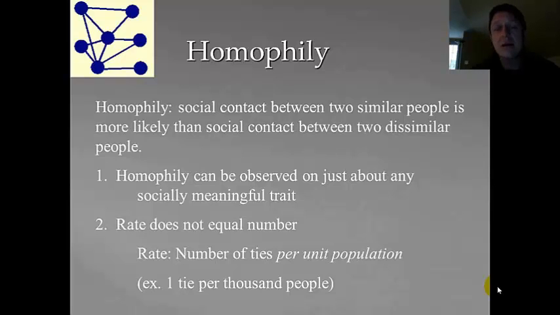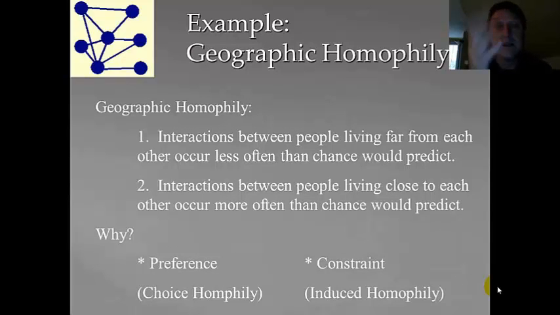But most physical traits or social traits that are not physical, religion, ethnic history, those are all dimensions along which homophily can be said to exist. Let's talk about an example, perhaps the simplest one. We have a trait which is where we are, our location. We can think about geographic homophily, and we can say that interactions between people who are very different in their location, people who are living far from each other, will occur far less often than chance would predict, and that interaction between people living close to each other who have similar locations will occur more often than chance would predict.